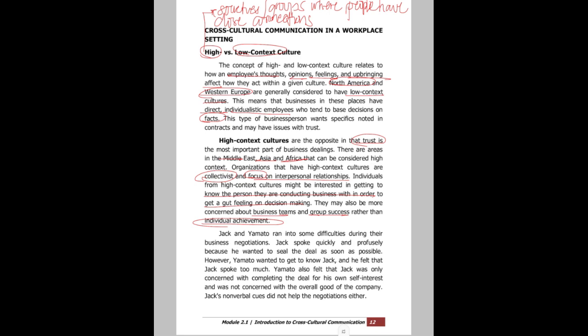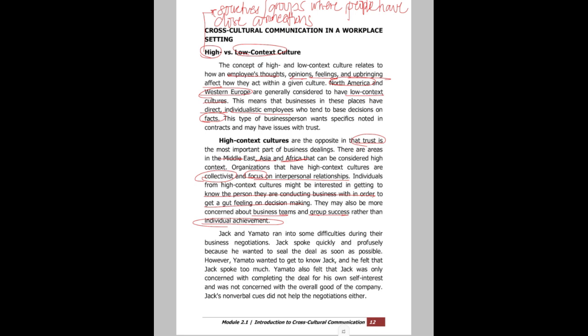Jack spoke quickly and profusely because he wanted to seal the deal as soon as possible. However, Yamato wanted to get to know Jack and he felt that Jack spoke too much. So dahil si Yamato is one of the Japanese employees, or isa siyang counterpart dun mismo sa pinuntahang company ni Jack, so si Jack gusto niya matapos na agad yung deal, ma-close na nila agad yung deal.